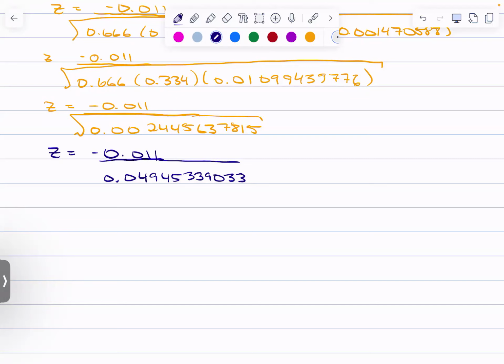And that just lends itself to, okay, I'm probably not going to reject H naught because these are so similar. And negative 0.011 divided by that guy, I find a Z of negative 0.22243166.